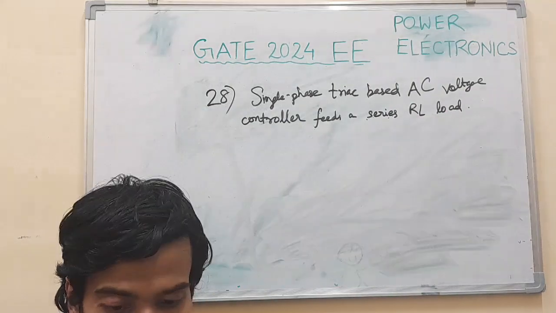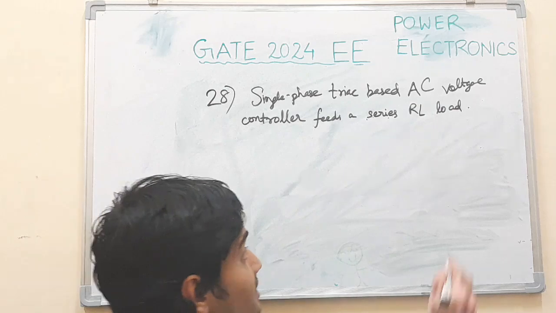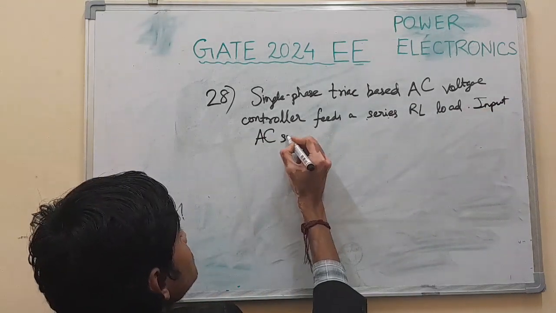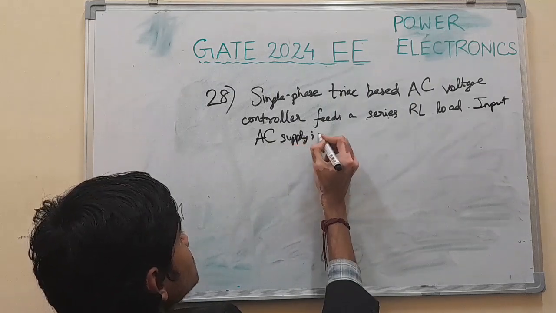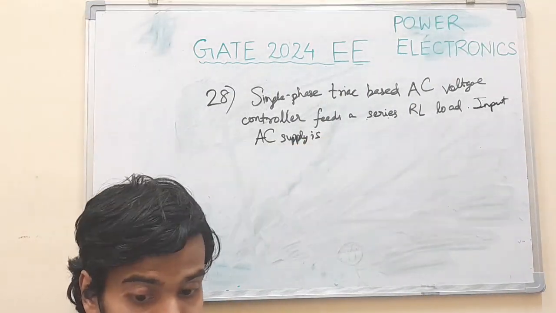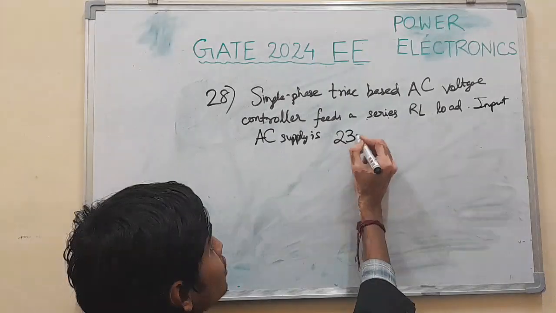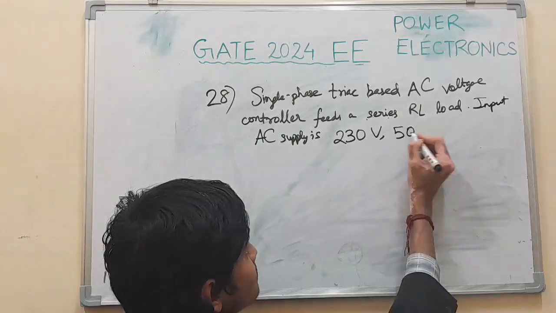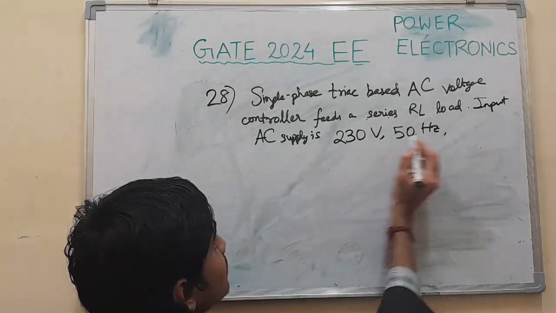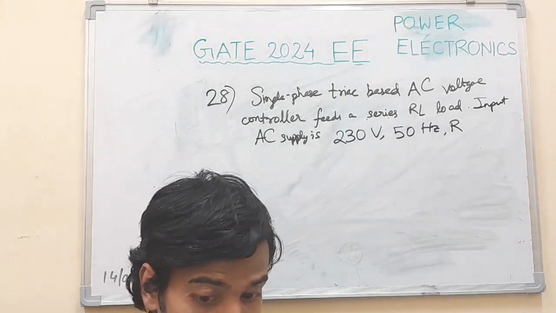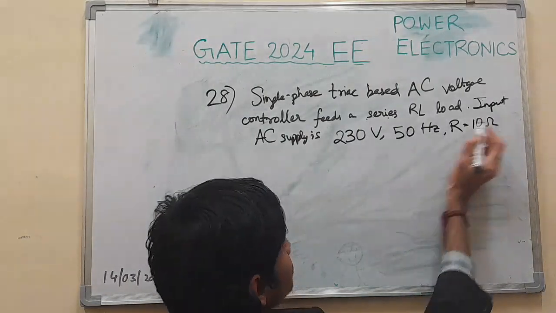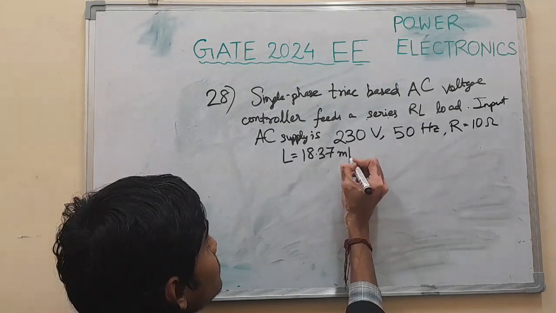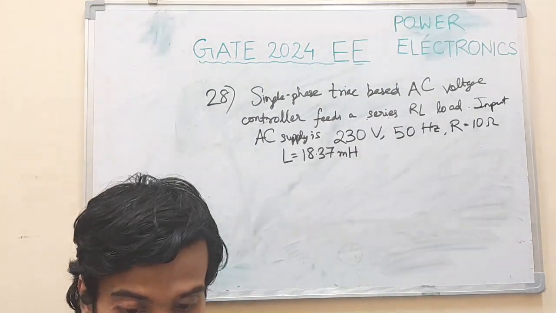In the question, the input AC supply is 230 volt, 50 hertz. R is given as 10 ohms and L is given as 18.37 millihenry.